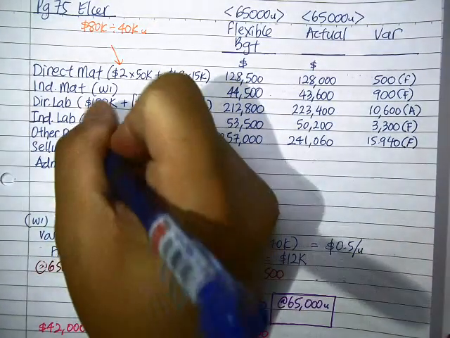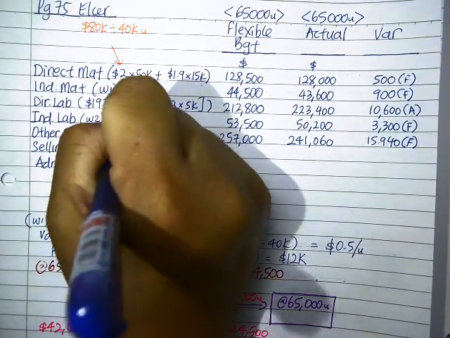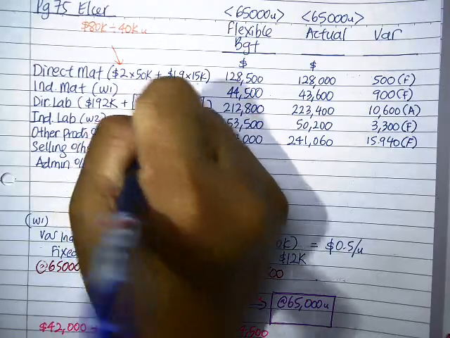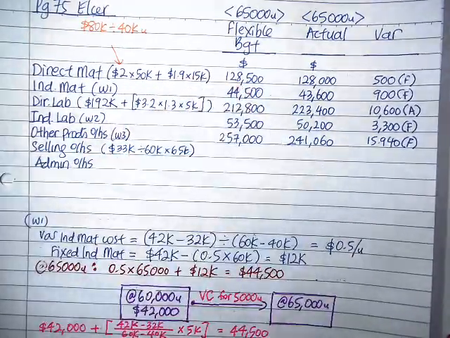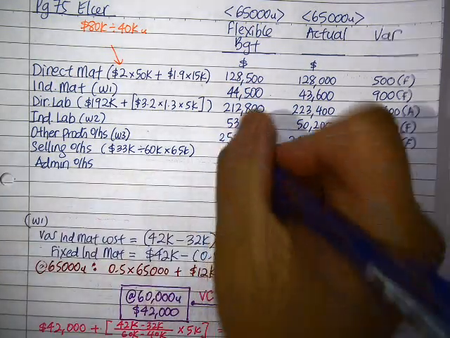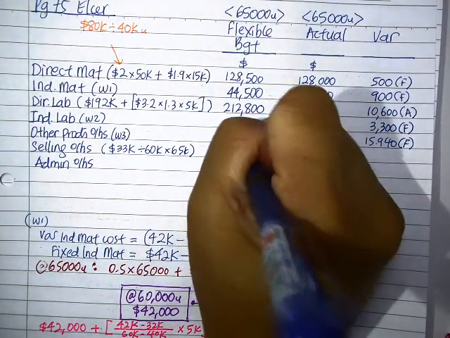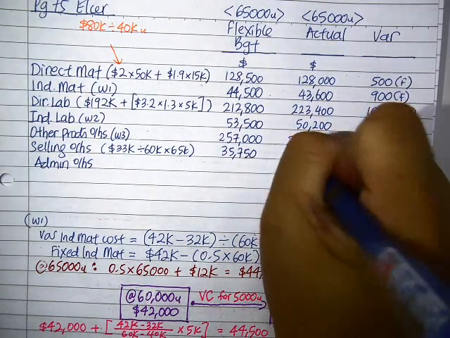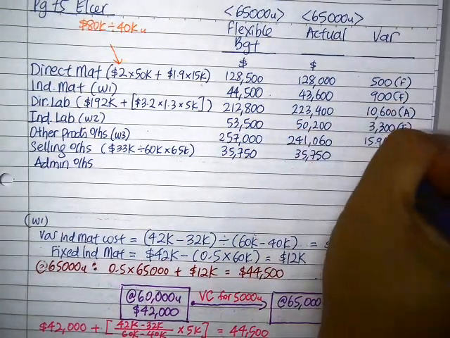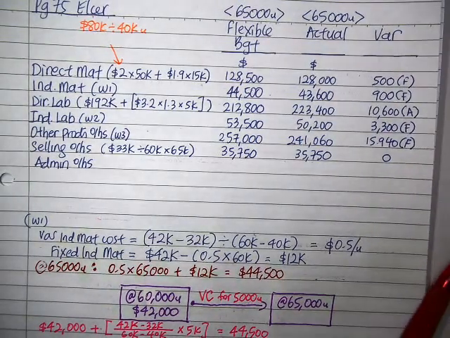Okay. Now if it's pure variable, then it's easy for me. I can just take, for example, 33K divide by 60 times 65. So the amount is 35,750. Actual amount also 35,750. So the variance is 0. Okay.